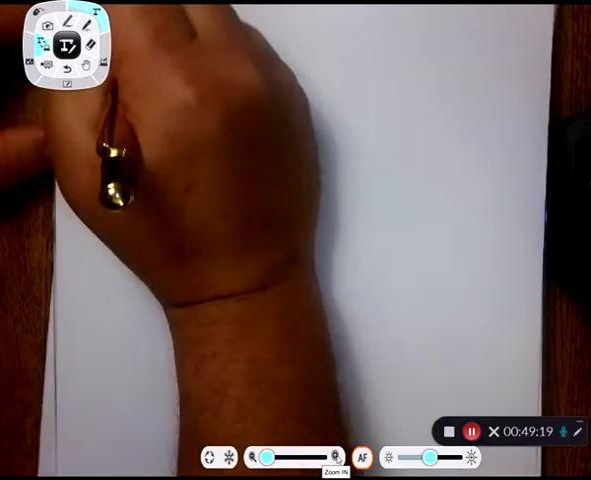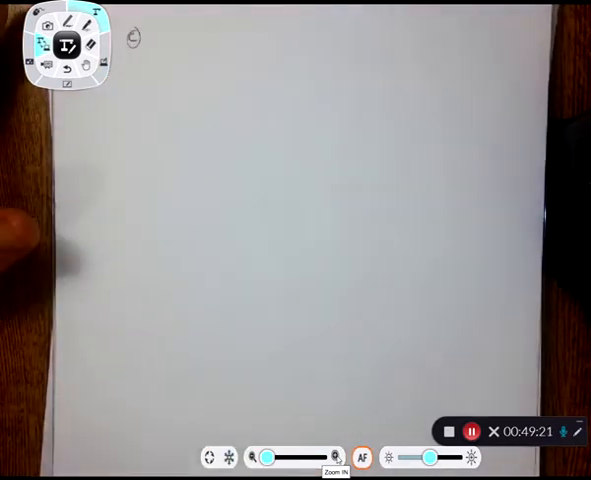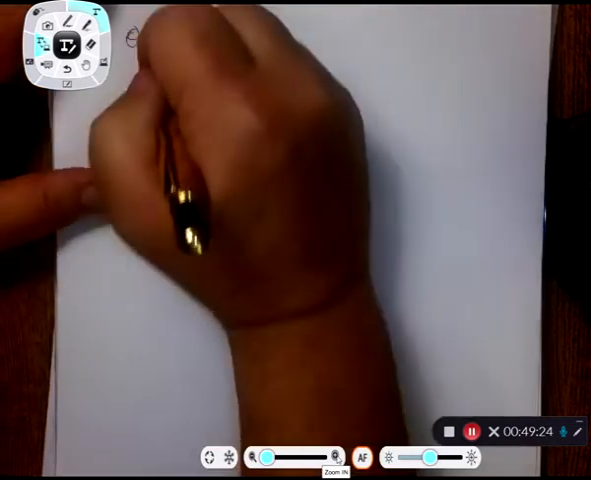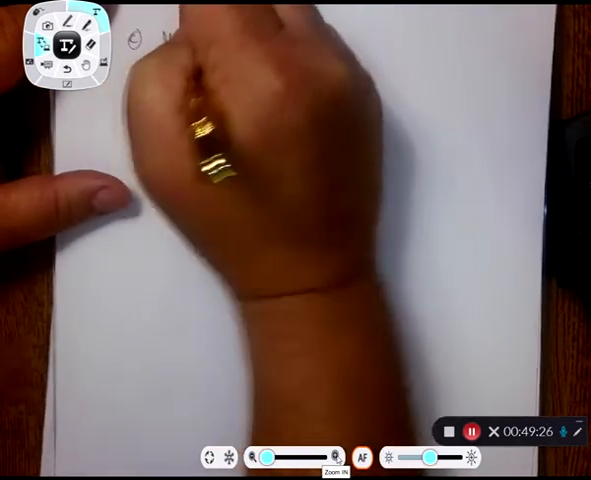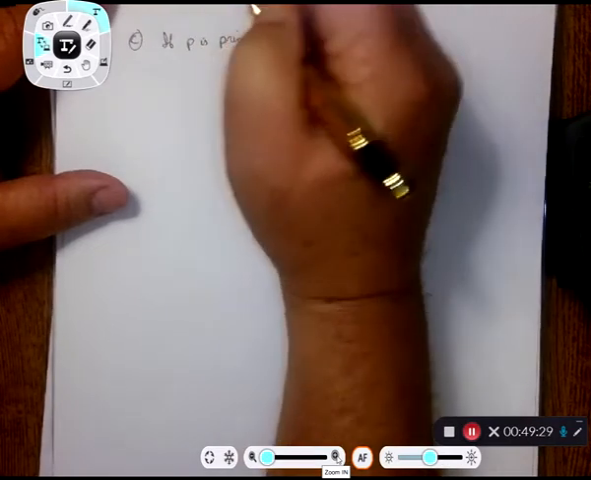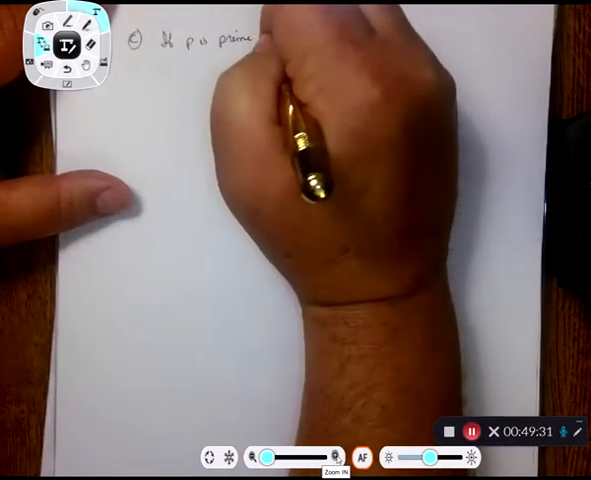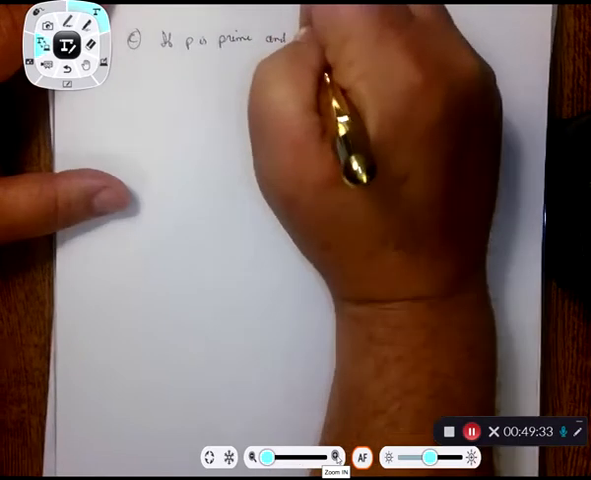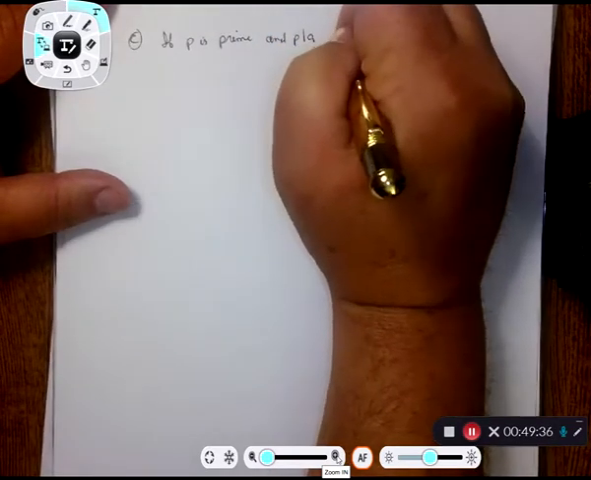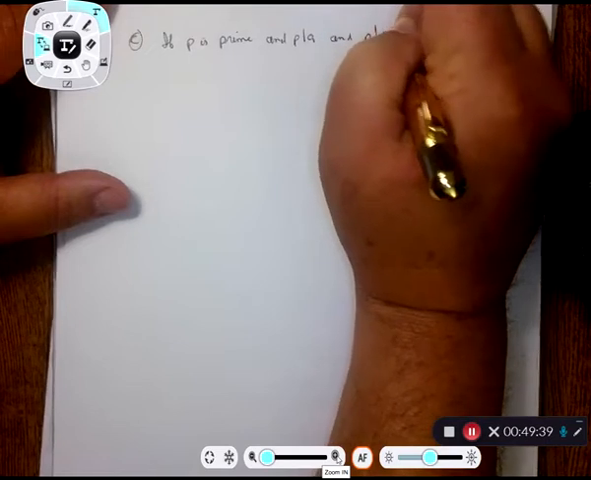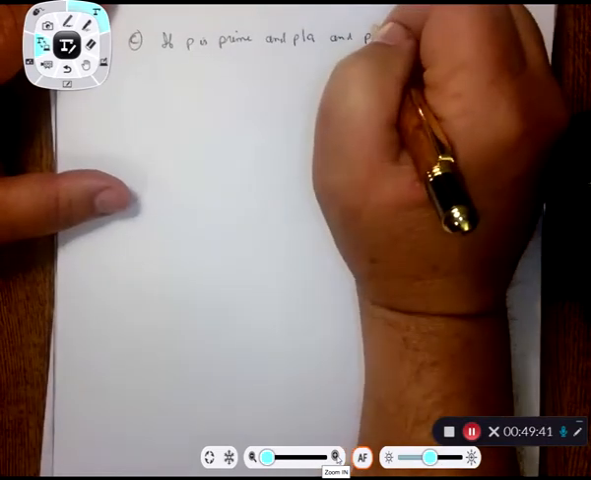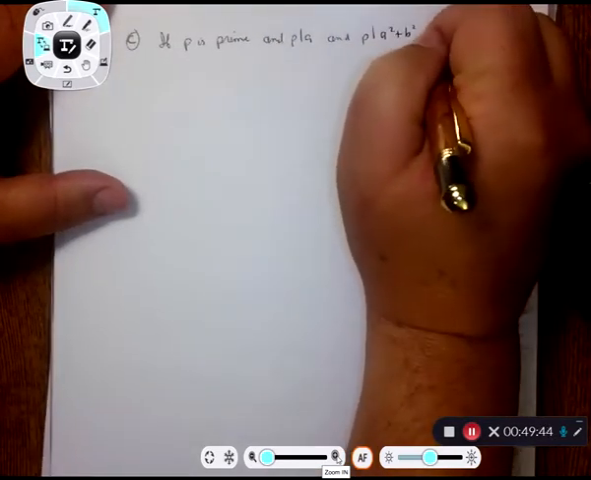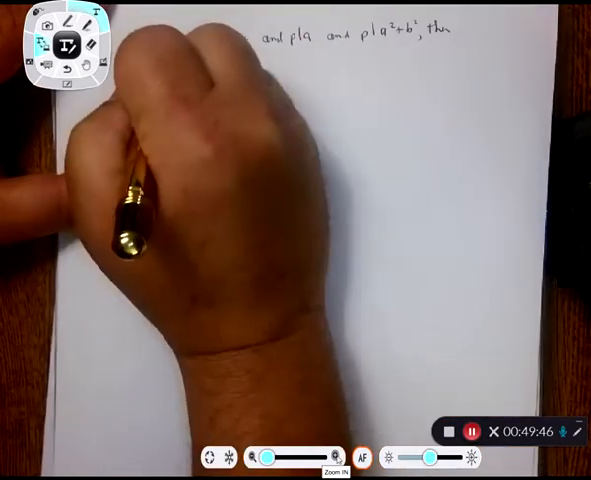So I'm setting this thing up and kind of blowing it up a little bit more. There we go. Here I'm rewriting this problem. So this is part C. It says this. If P is prime, and P divides A, and P divides A squared plus B squared, then does P divide B?